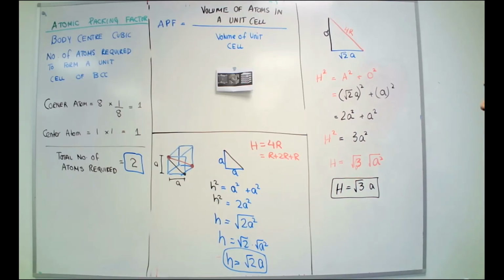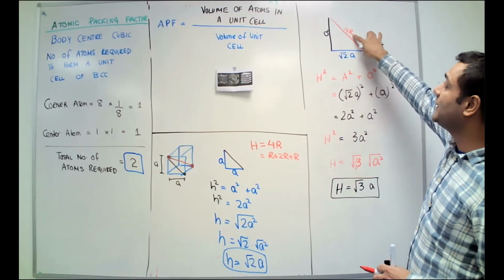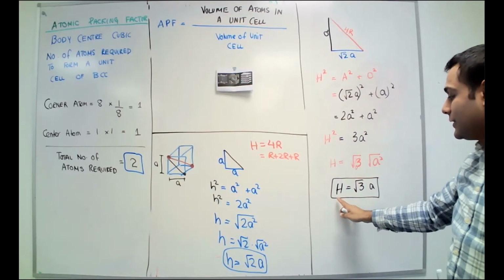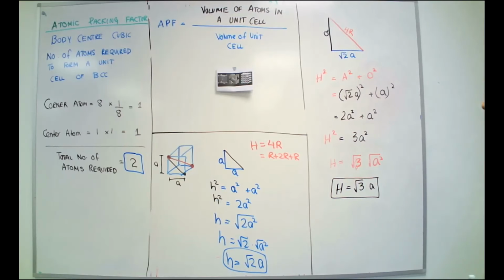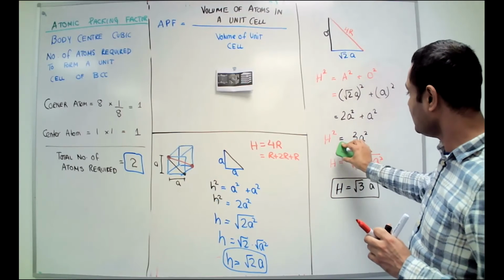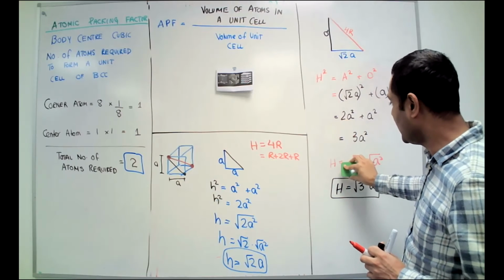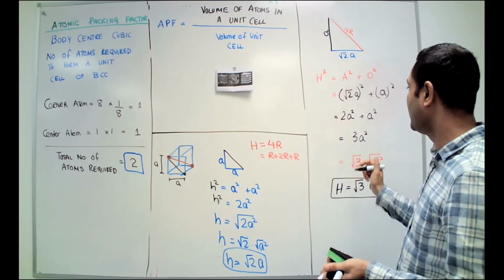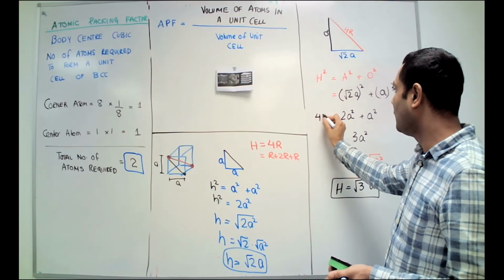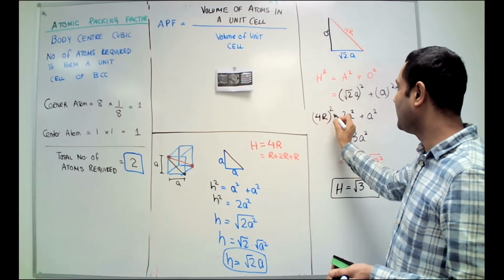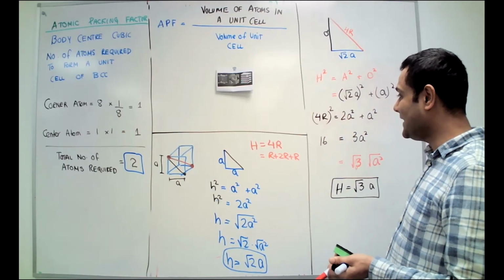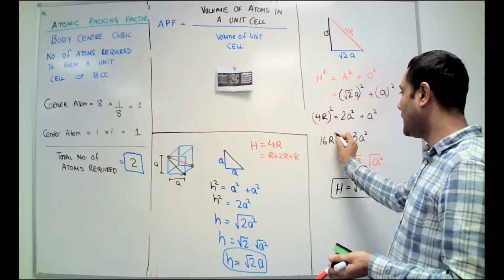that's what we got. Now remember, what's the H? H was 4R. So instead of this H, I can put the 4R. So let's put the 4R there. If I put the 4R here, that becomes 4R squared, which will give you 16R squared.